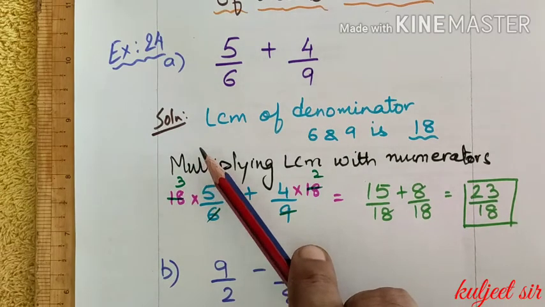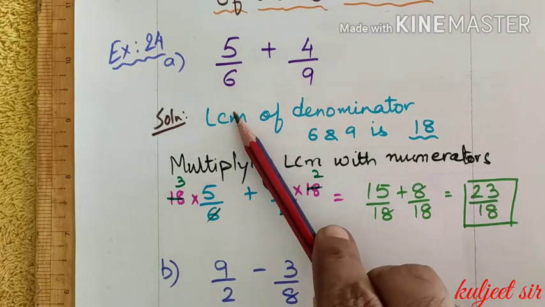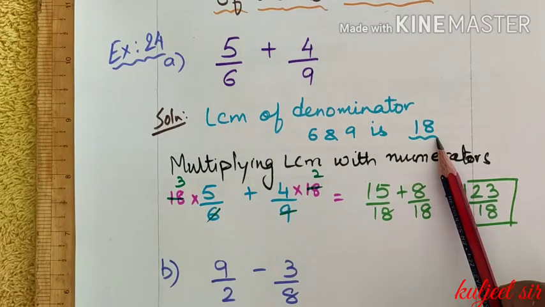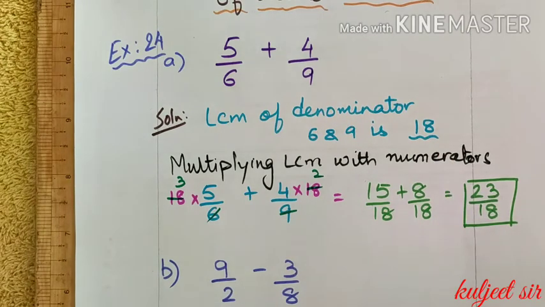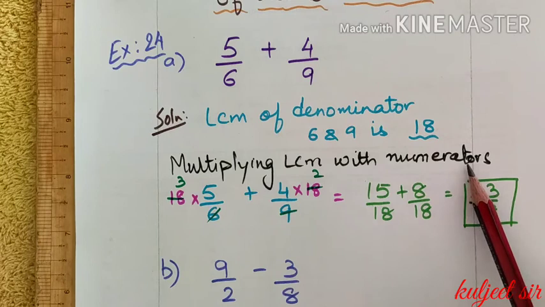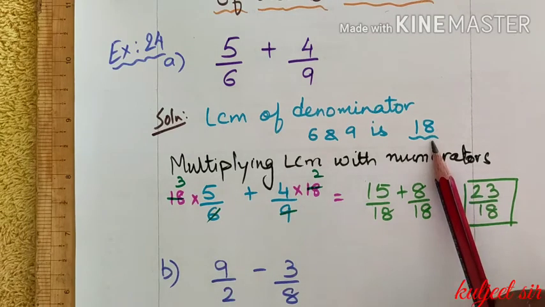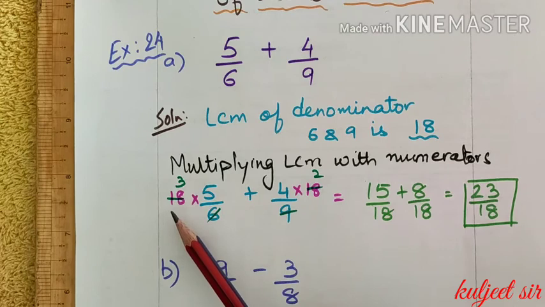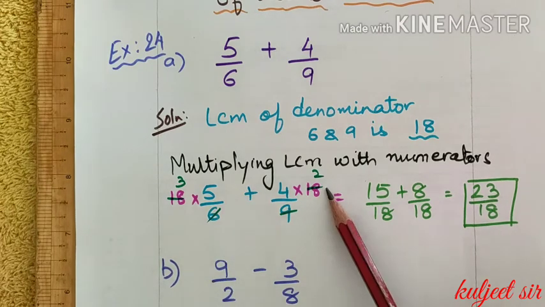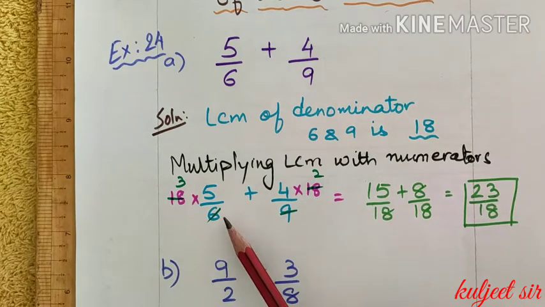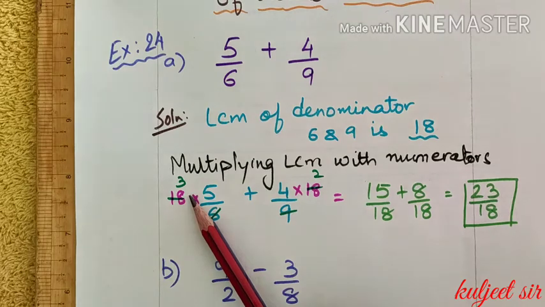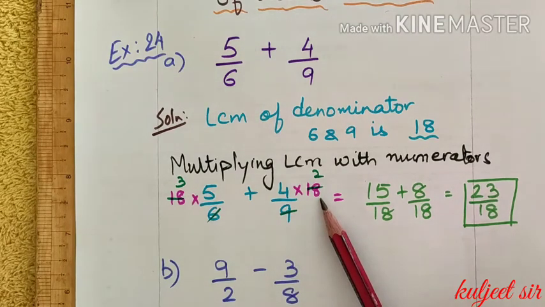The solution. First we will take the LCM of 6 and 9, which is 18. Now making the denominators equal to the LCM, we have 5/6 plus 4/9. Now what are we supposed to be doing? We have to multiply the LCM with the numerators. So we have 18 as the LCM, and I have multiplied 18 to the numerator side, as well as on the other side of plus. Now I can cancel it off. 6 ones are 6 and 6 threes are 18. 9 ones are 9 and 9 twos are 18.